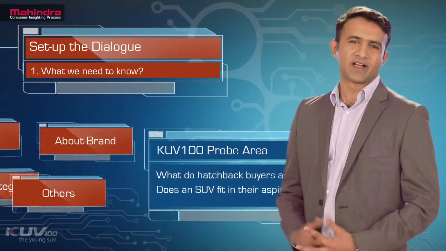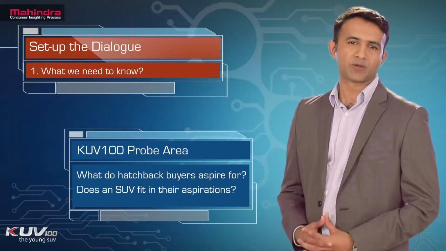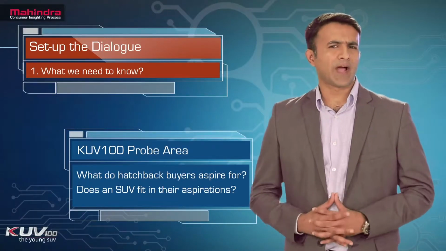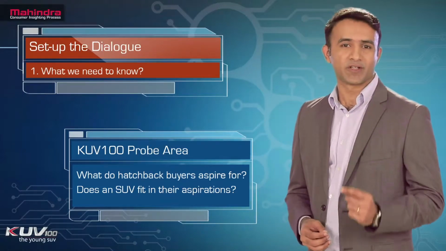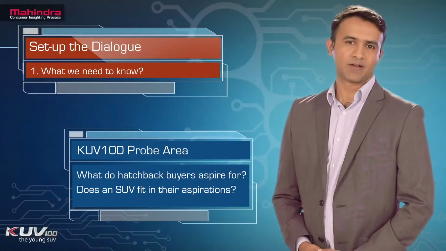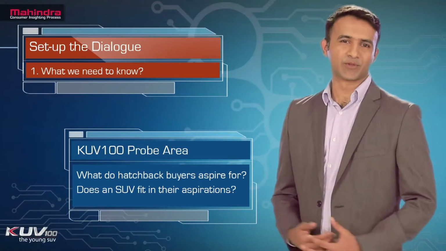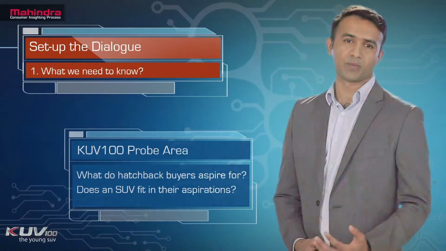Now let's take an example of a KUV 100 probe area. What do hatchback buyers aspire for? Does an SUV fit in their aspirations? Here's a list of discussion points as were used for the KUV 100 probe area.